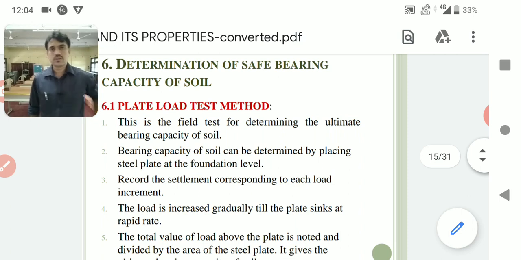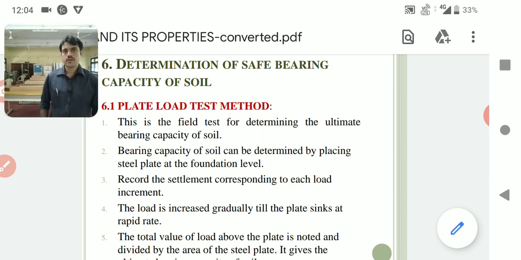So in this class we will study how to determine the safe bearing capacity of soil by using the plate load test method. There are different methods available. Apart from the plate load test method, we can calculate safe bearing capacity by the penetration test method, the method of loading, and presumptive values. But in this syllabus it is limited to the plate load test method. Alright, so at this stage we know what is safe bearing capacity of soil.